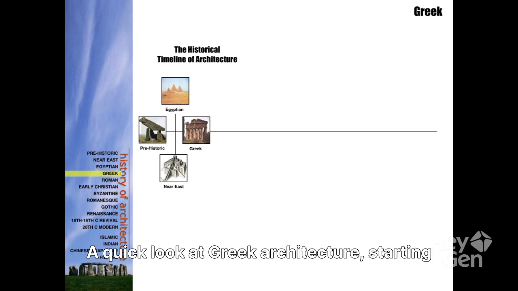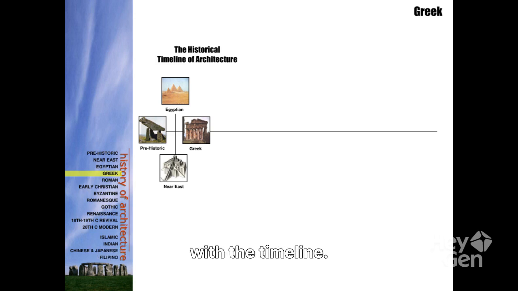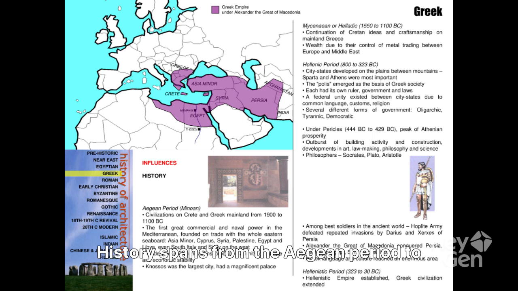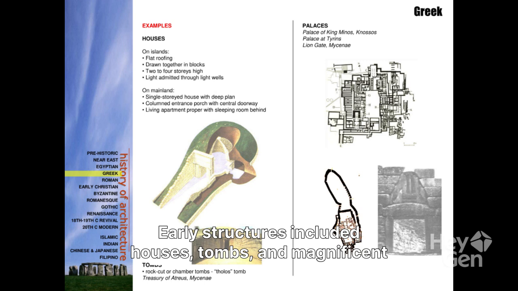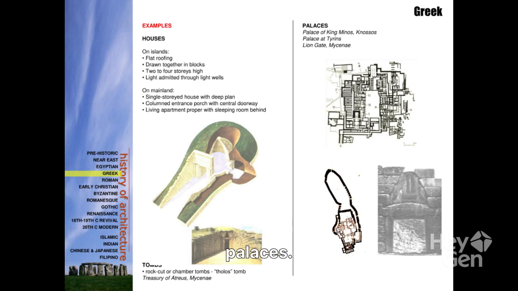A quick look at Greek architecture, starting with the timeline. History spans from the Aegean period to the Hellenistic Empire. Geography and religion shaped Greek architectural character. Early structures included houses, tombs, and magnificent palaces.